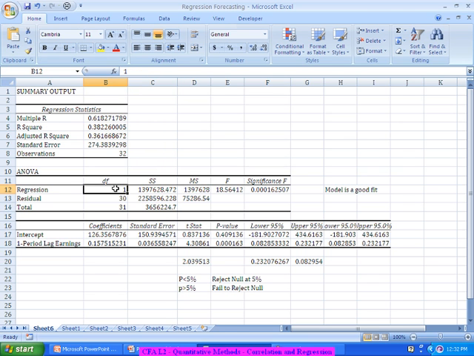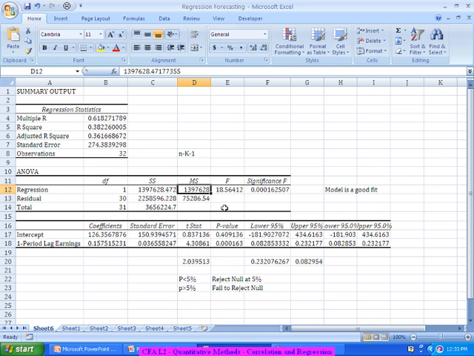And how do I get the degrees of freedom for regression and residual? For regression, it is the number of independent variables. In this case, we have only one independent variable, so it is 1. For residual, it is n minus k minus 1, where k is the number of independent variables and n is the total observations. So 32 is the total observations, minus 1 minus 1. So my residual degrees of freedom is 30. So overall degrees of freedom is 31.